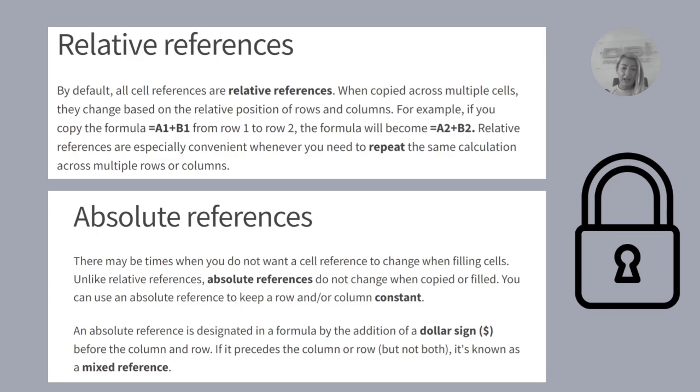Okay, theory first. A relative reference is a cell reference that adjusts to the new location in the worksheet when the formula is copied. An absolute reference is a cell reference whose location remains constant when the formula is copied. And then you can have something called a mixed reference, which gives you a combination of cell reference with a row position that stays constant with a changing column position, or vice versa.